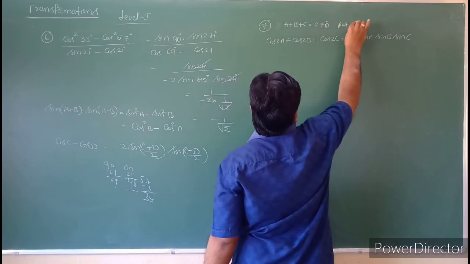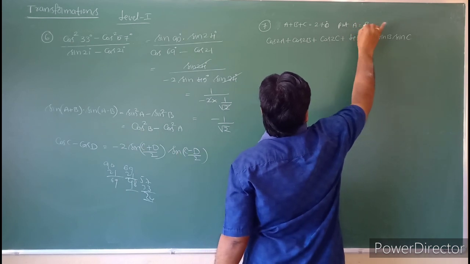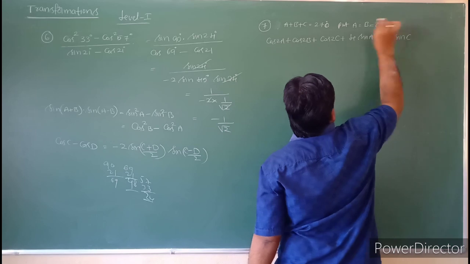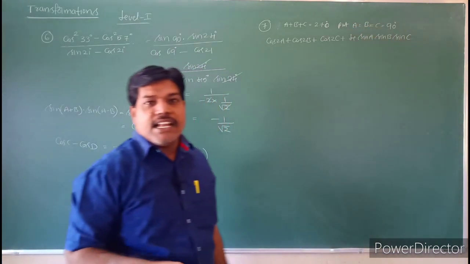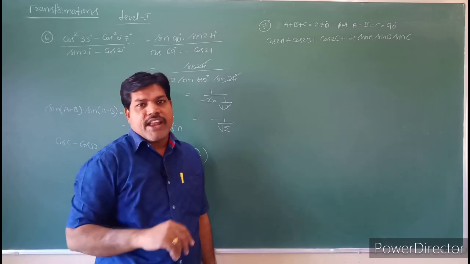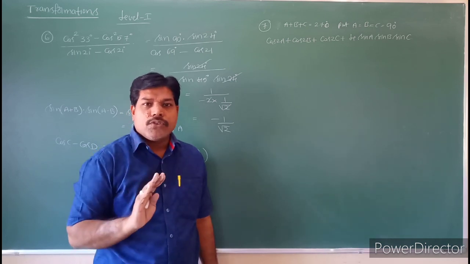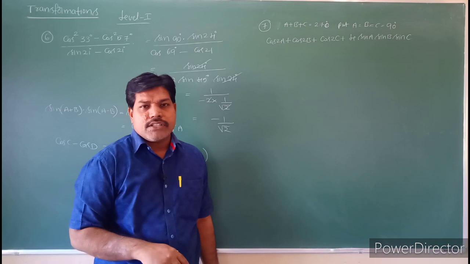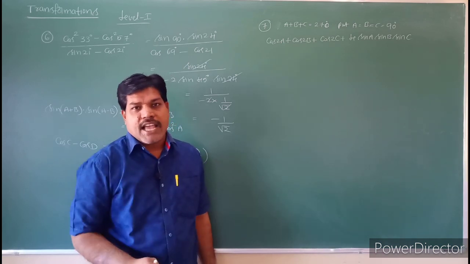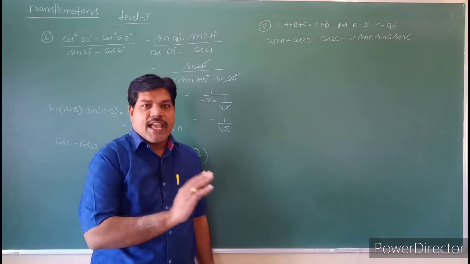What is that angle, students? A is equal to B is equal to C is equal to 90 degrees. All are the same. Each angle is 90 degrees. What is the condition? It will satisfy: the sum of the angles is 270 degrees. I am taking the three angles equal because it is easy to verify. So I will substitute this angle in the question.